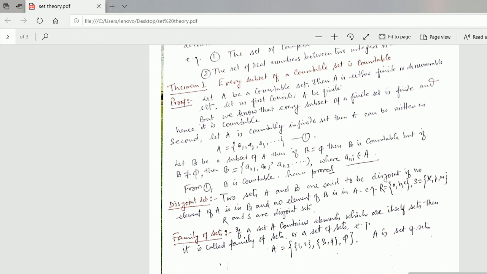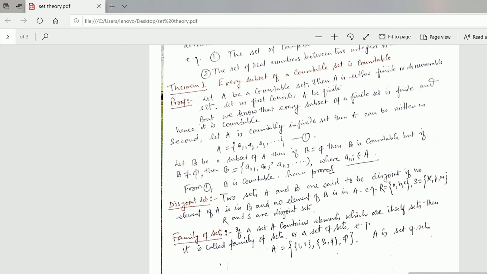For example, I have written a set R equal to {a, b, c}, and you take another set S equal to {k, p, m}. So R and S are disjoint sets because neither does R have the elements of S in it, nor does S have the elements of R in it. That's it. So R and S are disjoint sets.